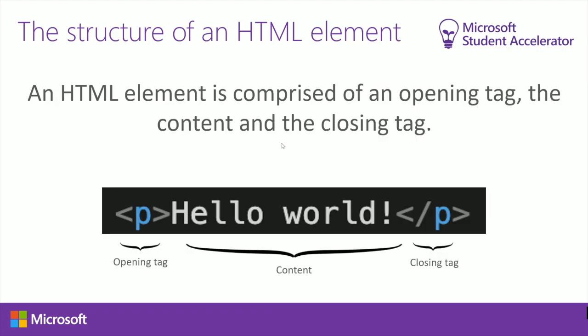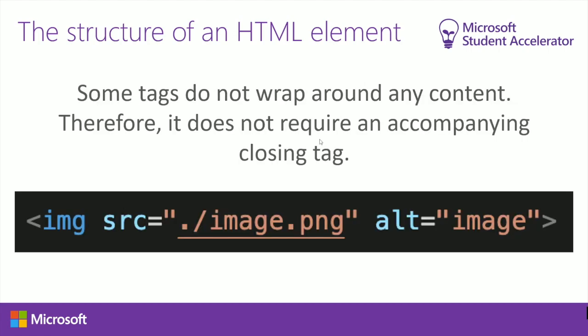So we've talked about tags a lot. Now I'm going to explain the structure of various HTML elements. An HTML element is comprised of an opening tag, the content, and a matching closing tag. A closing tag is indicated with a / in front of the matching tag name. Some tags do not wrap around any content, therefore do not require an accompanying closing tag. In the example shown below, the image tag does not have any content, nor does it have a closing tag. It only has two attributes, source and alt.